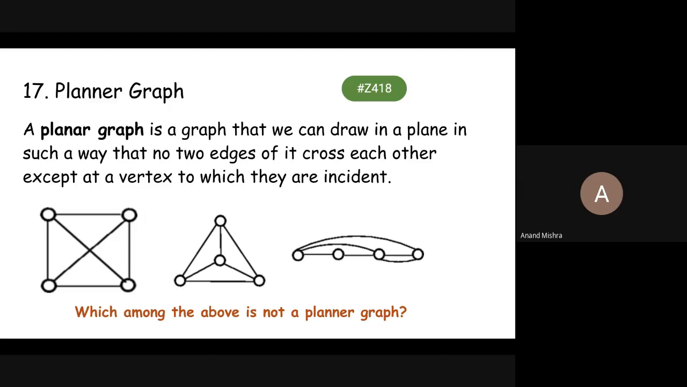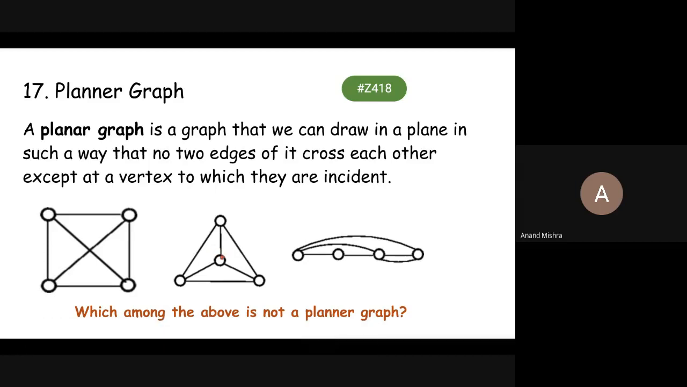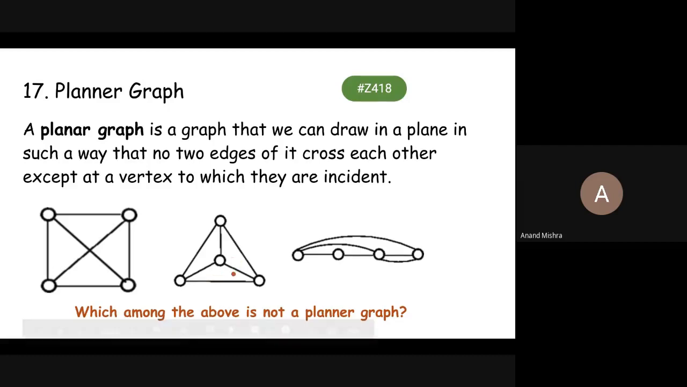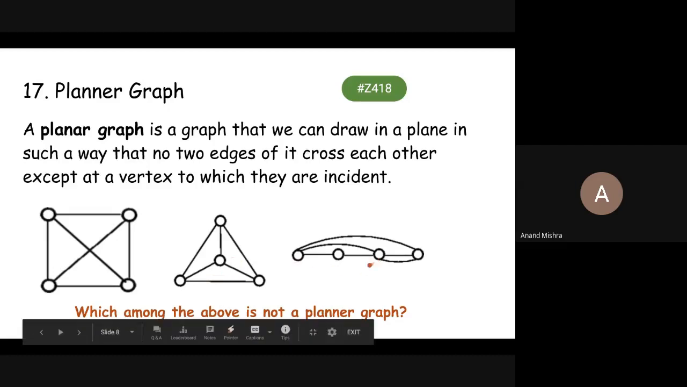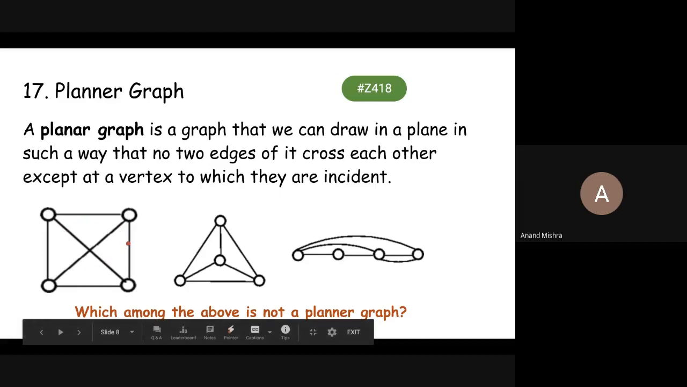Right? So if you look at this, very clearly you can say the middle one is definitely a planar graph. Why? Because none of the edges are crossing each other, and you can draw this on your paper. This one, the last one, is also obviously a planar graph, because none of the edges are crossing each other. Question, is the first one a planar graph?